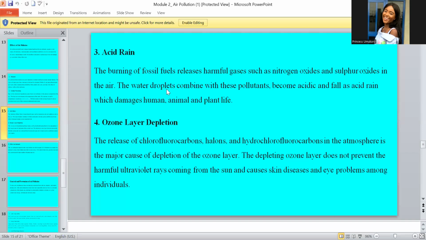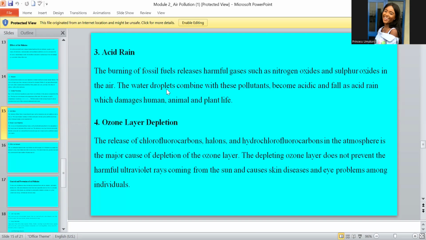There's also acid rain. The burning of fossil fuels releases harmful gases such as nitrogen oxides and sulfur oxides in the air. The water droplets combine with these pollutants, become acidic and fall as acid rain, which damages human, animal, and plant life. We also have the depletion of the ozone layer.